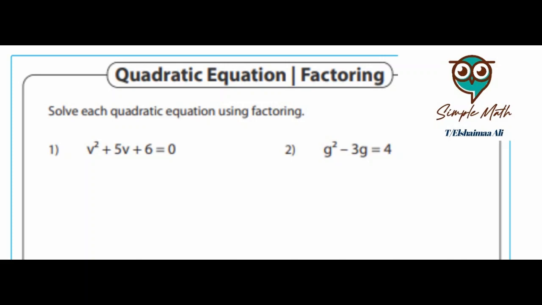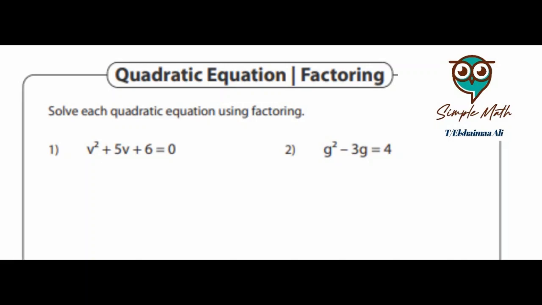The first question is v squared plus 5v plus 6 is equal to 0. It asks me to solve each quadratic equation using factoring. Here the left side is equal to the right side, so it is called an equation. On the left side we have v squared plus 5v plus 6, and this is a quadratic expression.